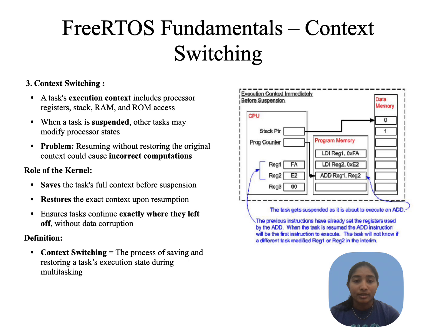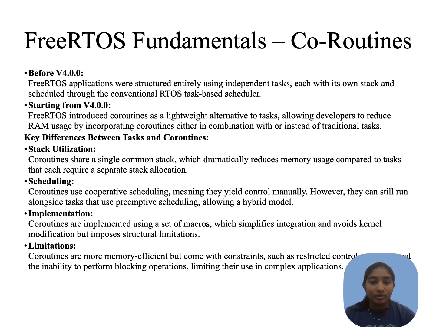Context switching is the process of saving and restoring a task's execution state to enable smooth multitasking. So let's talk about coroutines, which is the fourth fundamental property of FreeRTOS. Starting with version 4.0, coroutines were introduced as a lightweight alternative to tasks, especially useful in systems with tight memory constraints. Key difference: coroutines share a single stack, which drastically reduces RAM usage, a big advantage in embedded applications.